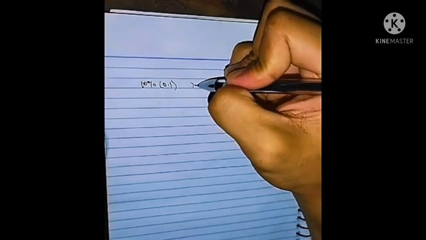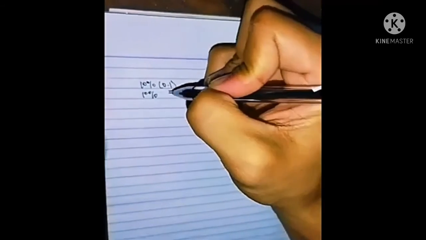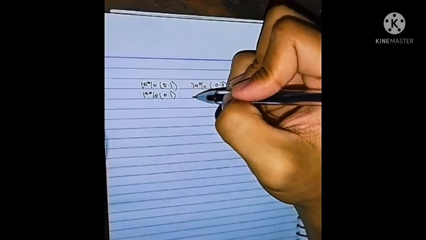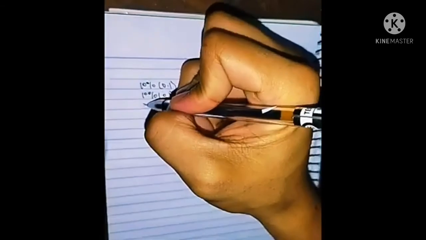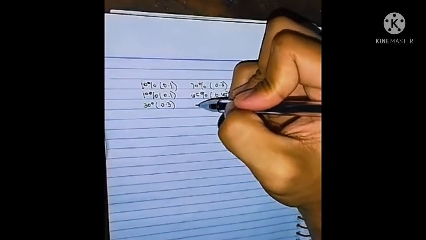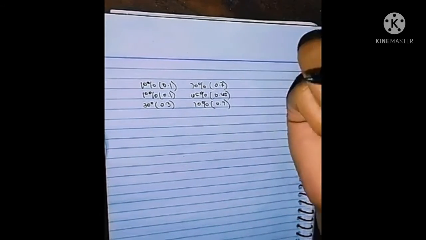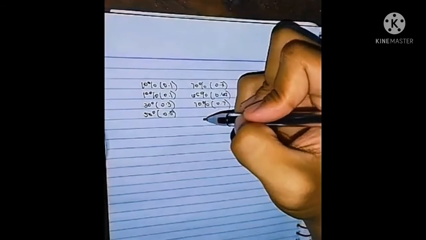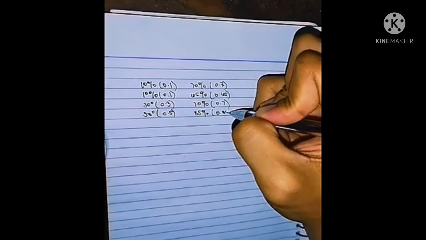So 10% is equal to 0.1, and 70% is equal to 0.7, then 10% is equal to 0.1, 65% is equal to 0.65, 30% is equal to 0.3, 70% is equal to 0.7, 50% is equal to 0.5, then 85% is equal to 0.85.